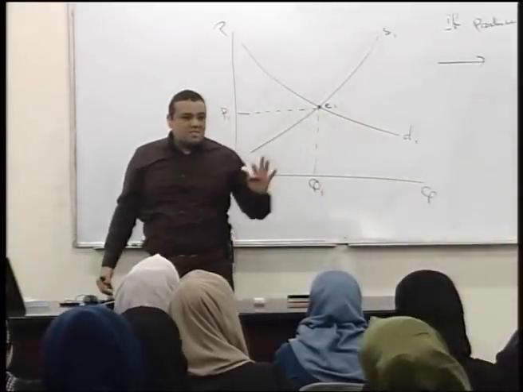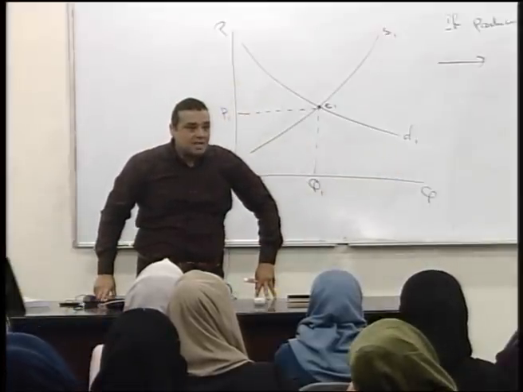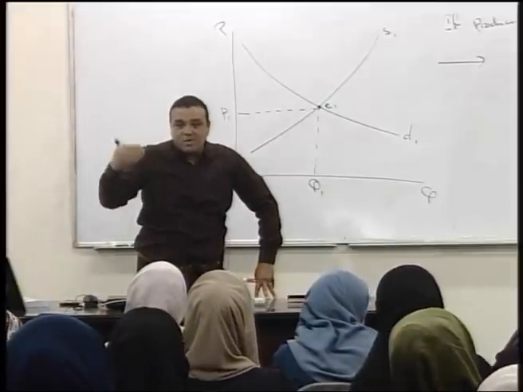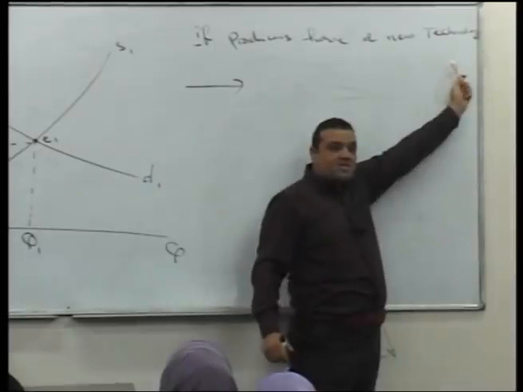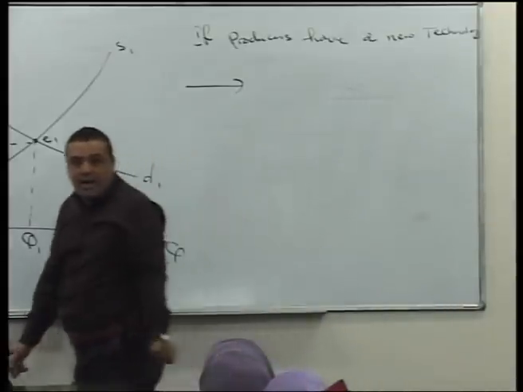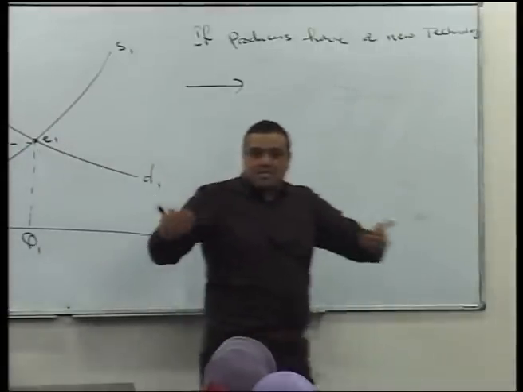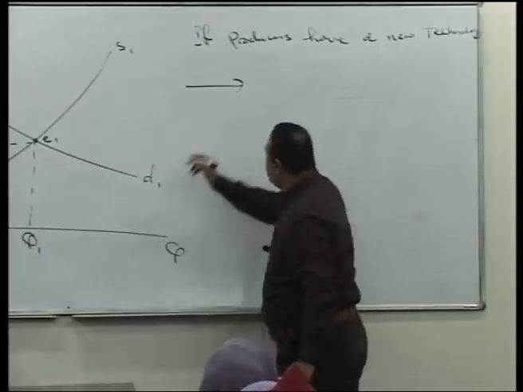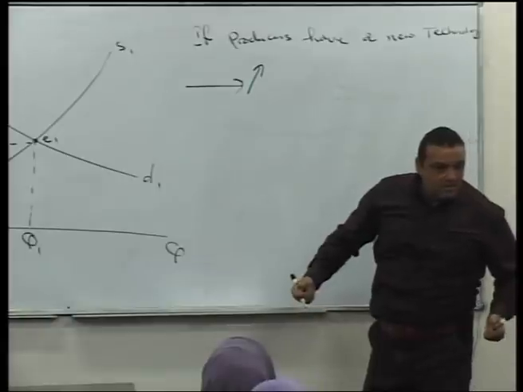Increasing what? Supply. You're talking about the supply determinants, because technology is one of the main factors affecting supply. Technology is one of the main determinants of supply. So as we have a new technology, the production capacity will increase. The ability to produce goes up. The willingness to produce goes up. So this will increase supply.